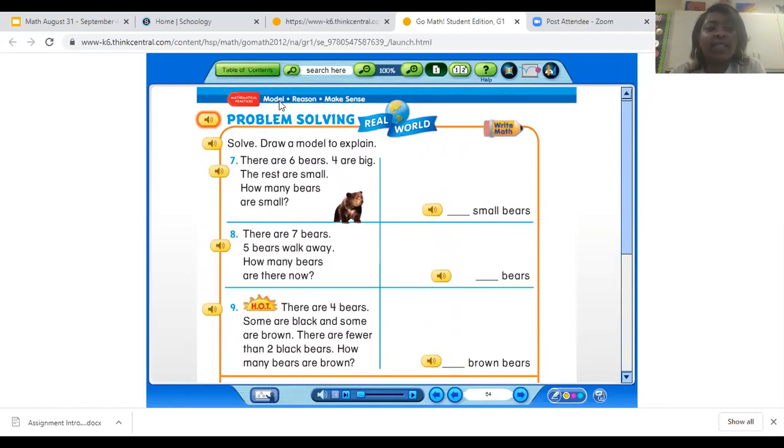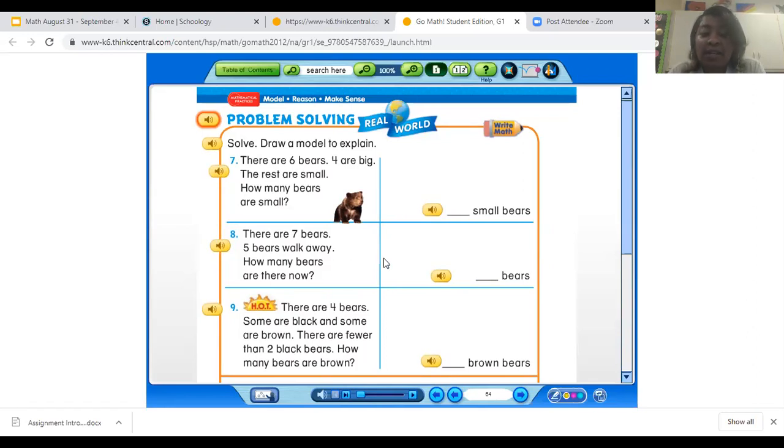There are 6 bears, 4 are big, the rest are small. How many bears are small? So draw those 6 bears, cross out those 4 big ones, and figure out how many are small. Let's look at number 8. There are 7 bears. 5 bears walk away. How many bears are there now?